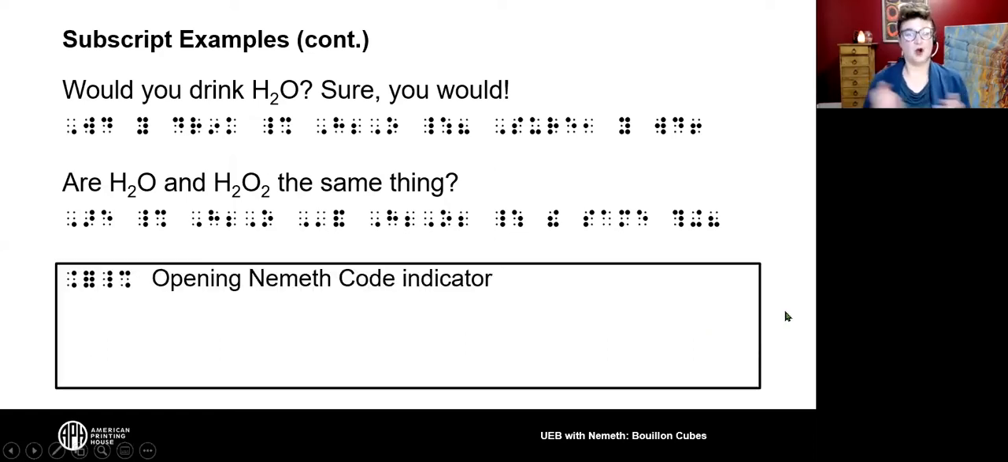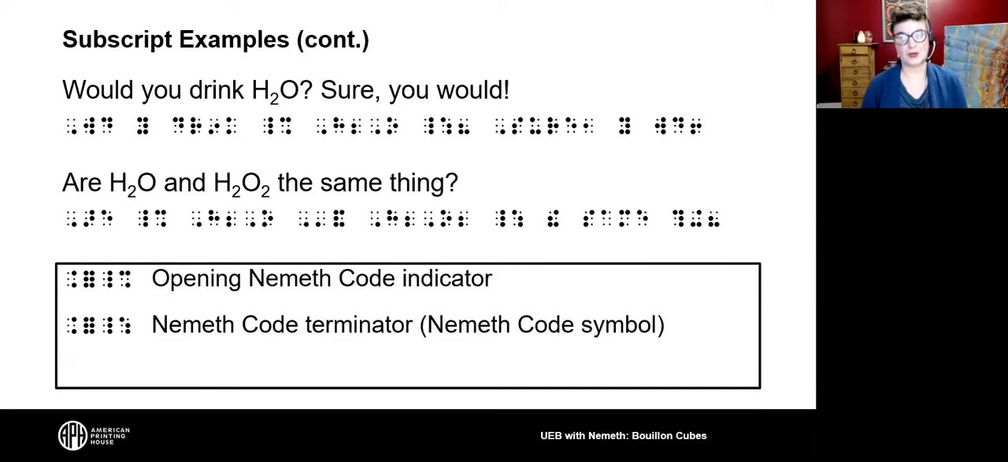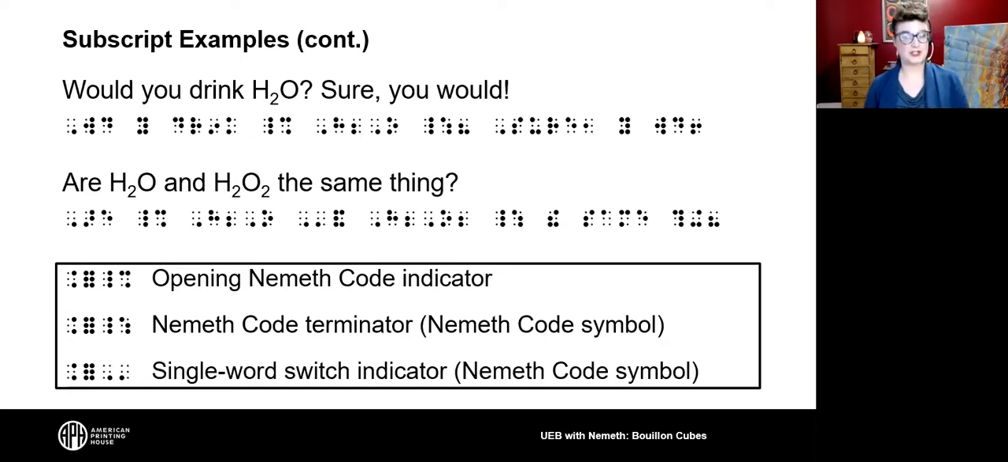So again, our opening Nemeth Code indicator is 456, 146. Our Nemeth Code terminator is 456, 156, and that's a Nemeth Code symbol. It only happens after the Nemeth Code has been put into effect by the opening Nemeth Code indicator. And our single word switch indicator is dots 6, 3. And that is a Nemeth Code symbol. It only happens after Nemeth Code has been put into effect.